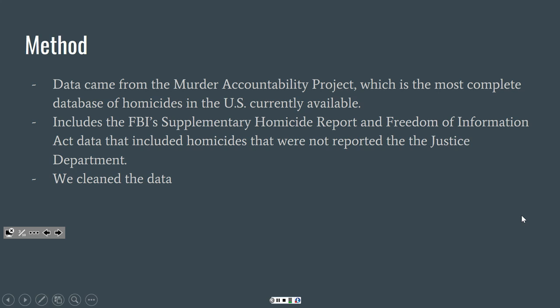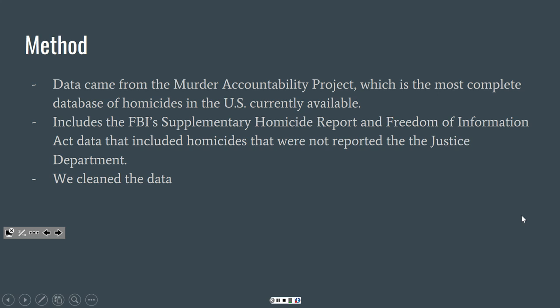So our data came from the Murder Accountability Project, which is the most complete database of homicides in the U.S. This is because it included the FBI Supplementary Homicide Report and the Freedom of Information Act data, which includes murders that were not reported to the justice system, which was kind of cool.